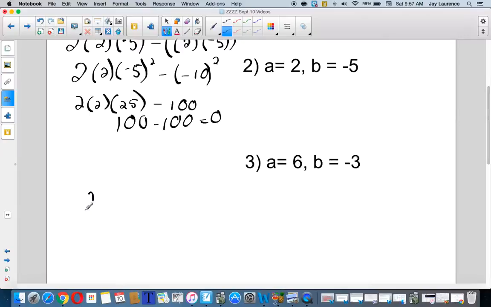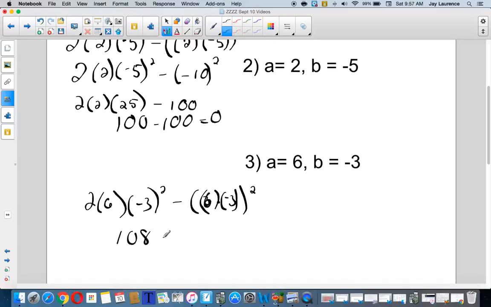Here comes my solution. 2 times 6 times negative 3 squared minus the quantity of, oops, that should be a 6 times negative 3. Always put them in parentheses like I said, and squared. Okay, so let's see, that's going to be 954. I think this is going to be 108. And over here, I'm going to get negative 18, 324.